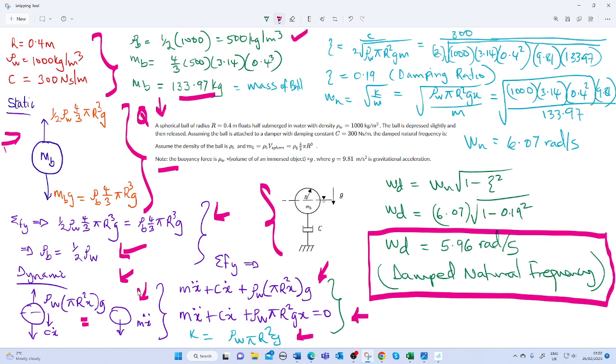Now that we have found the mass of the ball depressed slightly in the water, we can find the damping ratio by using the formula C over 2 square root of rho w pi r squared g m. Slotting into the equation, we have 300 over 2 into bracket 1000 multiplied by 3.14 multiplied by 0.4 squared times 9.81 multiplied by 133.97. Our calculated damping ratio gives us 0.19.